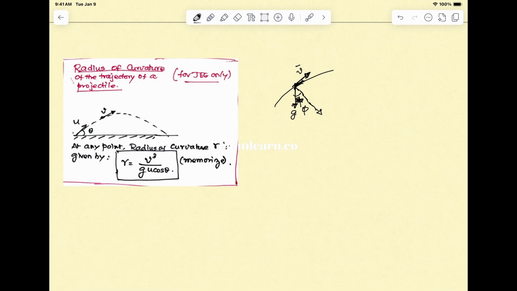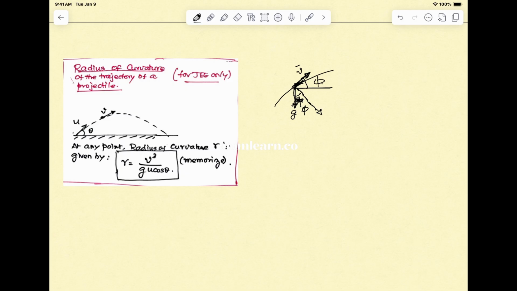Okay, angle phi. The angle phi between the vertical and the perpendicular to the velocity will be the same as the angle between the horizontal direction and the velocity vector. This is the same, because if the horizontal and the velocity vector make angle phi, then the vertical, which is 90 degrees to horizontal, and the radial direction, which is 90 degrees to the velocity vector, will also be phi. That is the concept.